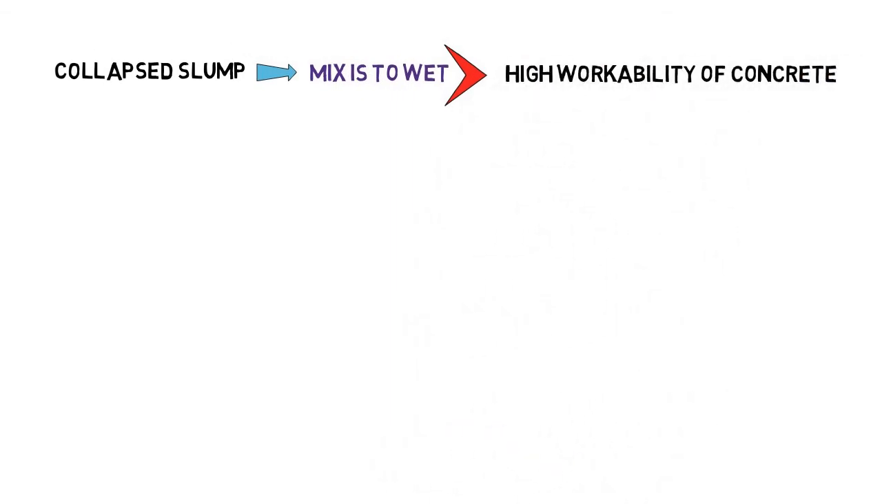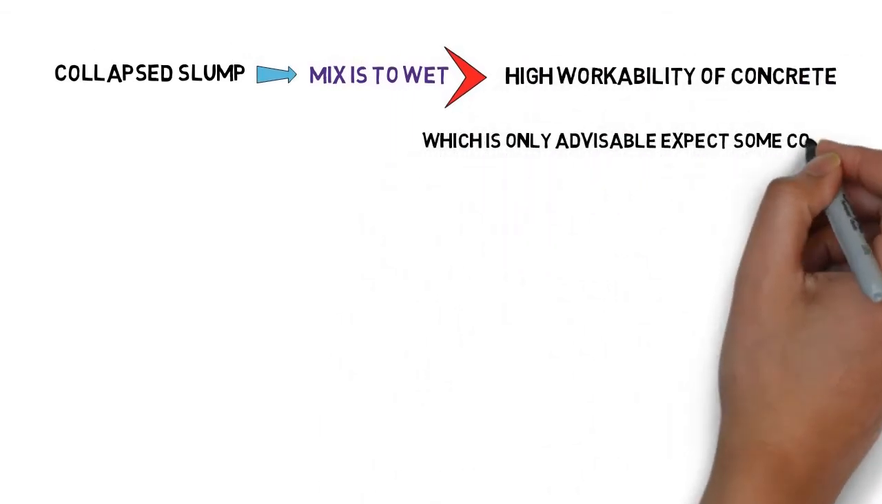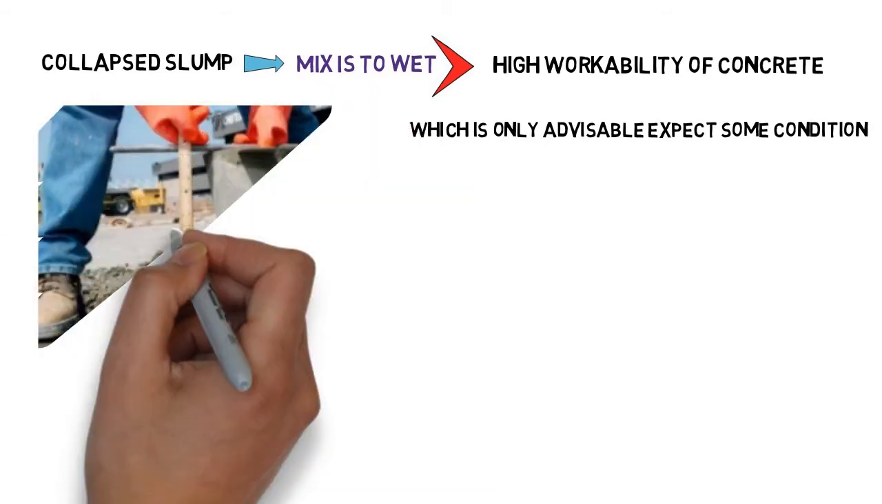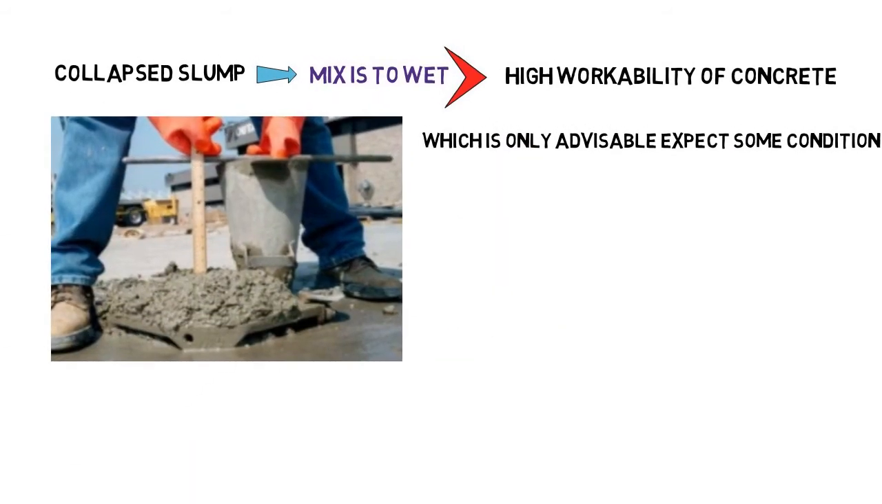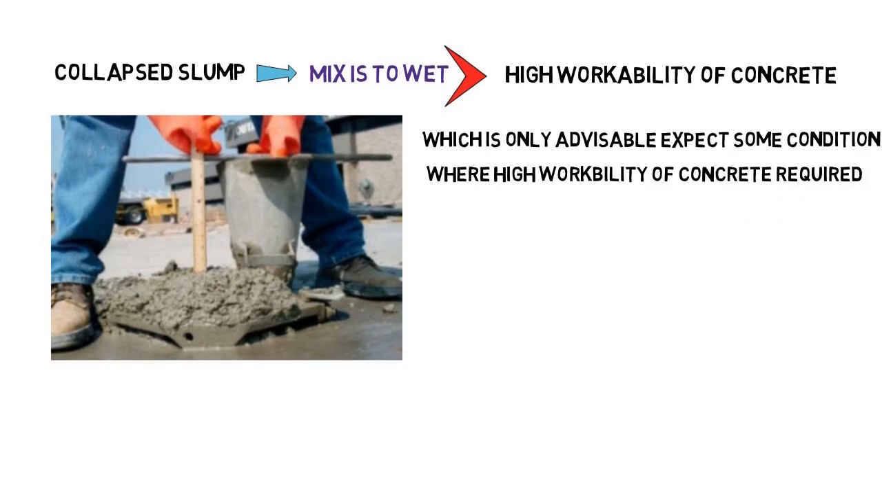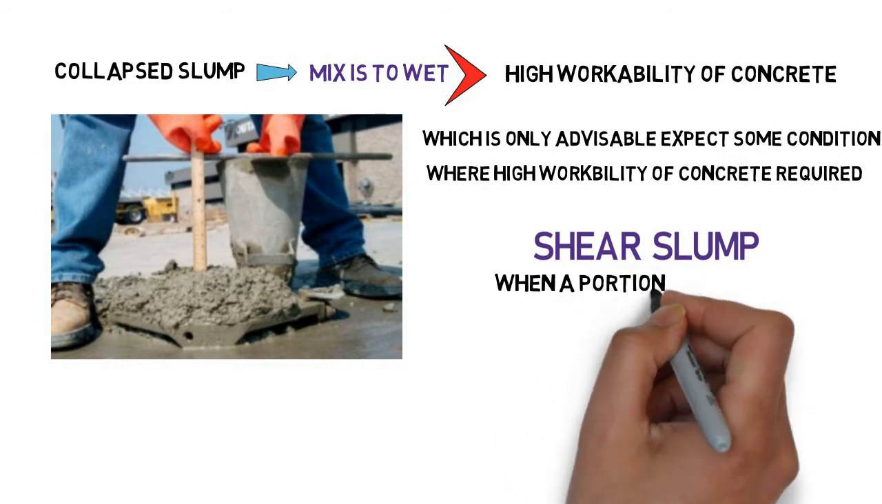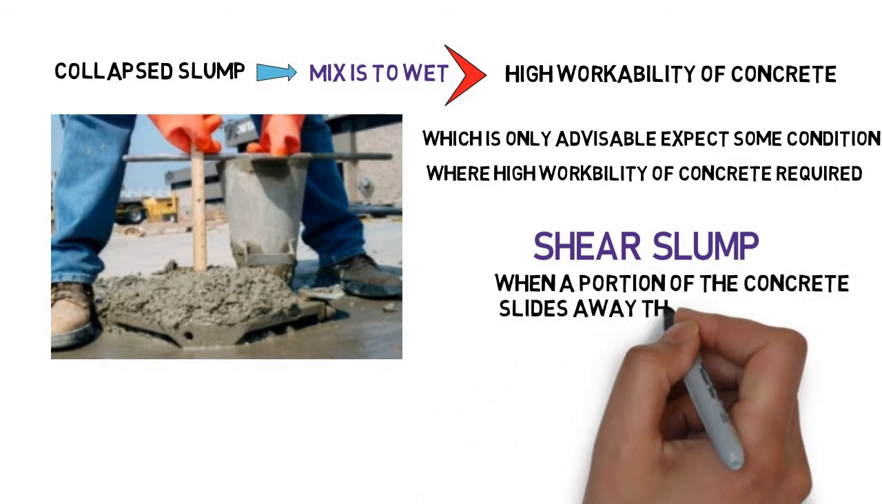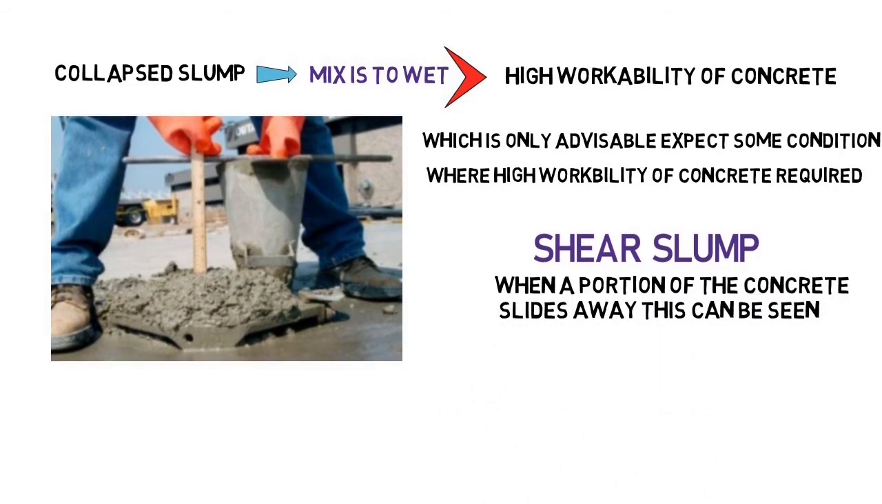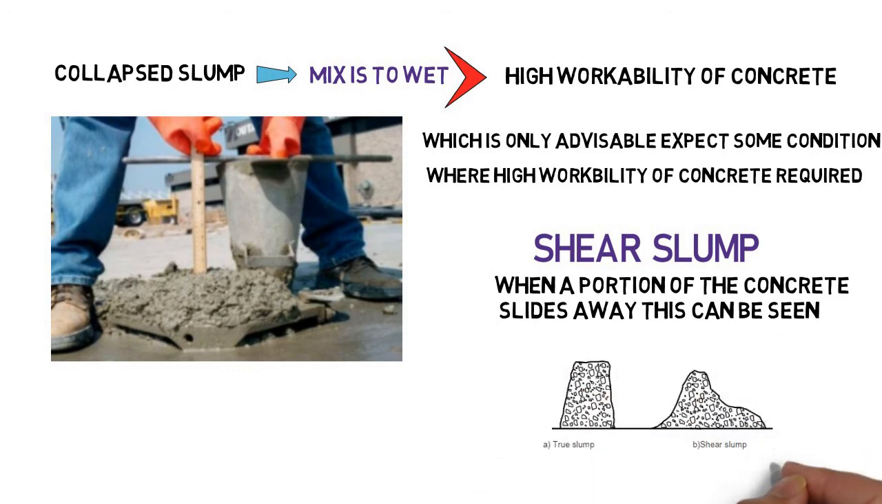Collapse slump. When the mix is too wet, it means high workability of concrete. So we have a high water cement ratio in here, which is only advisable in some conditions where high workability of concrete is required. Shear slump. When a portion of the concrete slides away, this can be seen. Normally when we get shear slump, the test has to be repeated with a fresh sample.